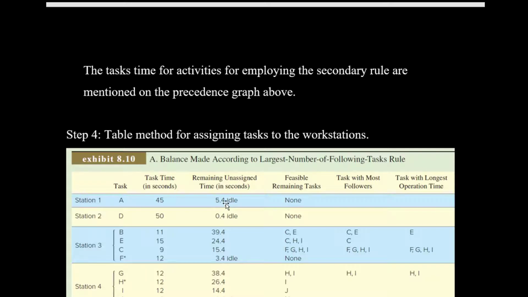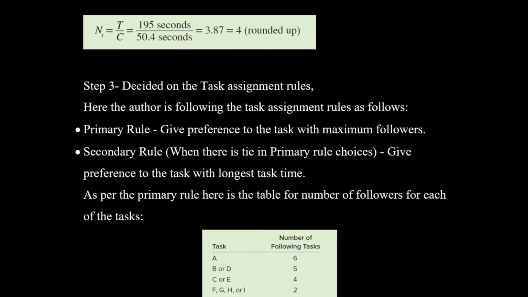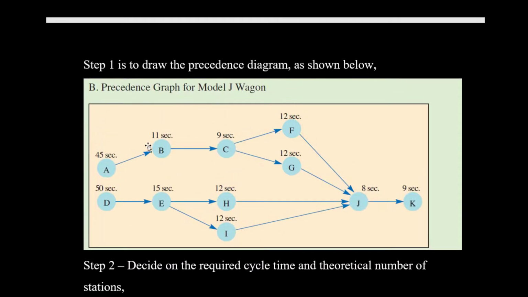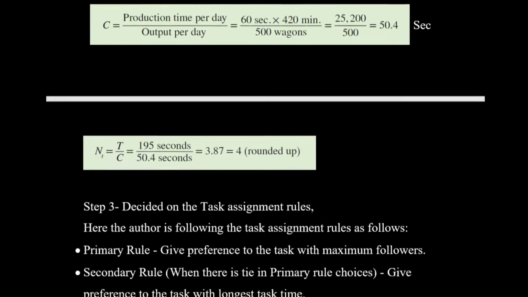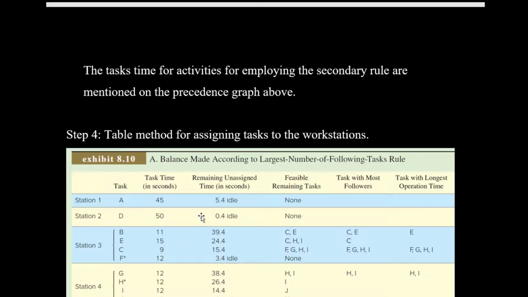Now in 5.4, can we put activity B? No, because it requires 11 seconds. We cannot put D either. So this 5.4 seconds will go as idle. So the first station will have 5.4 idle time, and no feasible remaining tasks can be put in station 1.